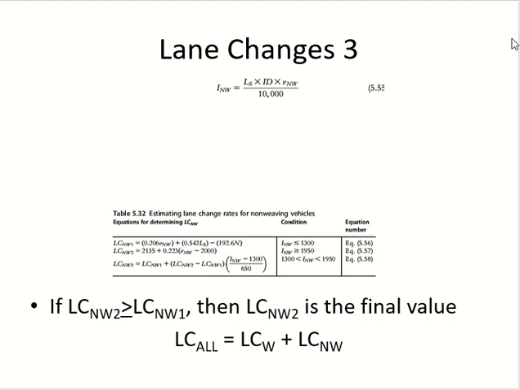Okay. If you are going to use the first equation, let's say, so your INW is less than 1300. You will use this equation to calculate how many lane changes for the non-weaving people. This number should be more than the value you will get from here. Otherwise you cannot use this one. You have to use this one.